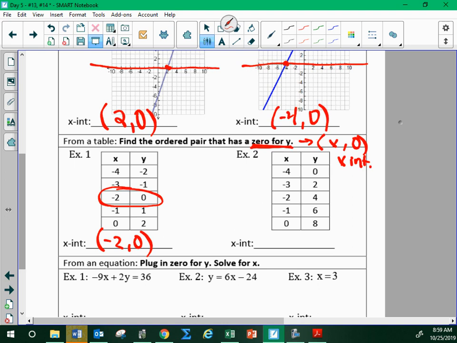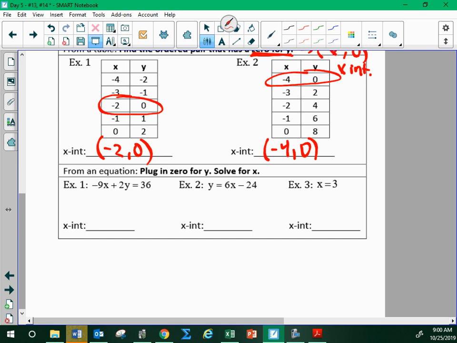And for example 2, which one's my x-intercept? Good. We should have a number for x. My y value has to be 0 if it's an x-intercept. Because again, if it's an x-intercept, that means it's on my x-axis. We don't have up or down at all for y. Okay, so we've had it from a graph, we've had it from a table. Now it's time for an equation.